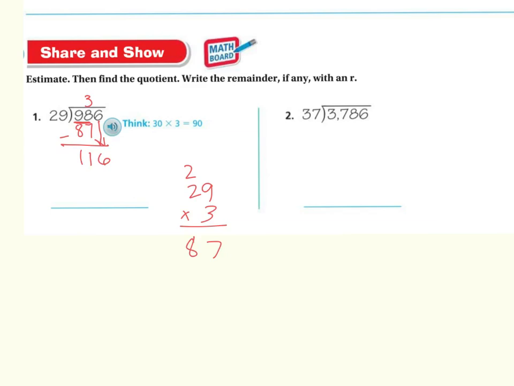And 87, so let's try one more. So 29 times 4. 9 times 4 is 36. 4 times 2 is 8, plus 3 is 11. So I get 116 with no remainder. So my answer is 34.